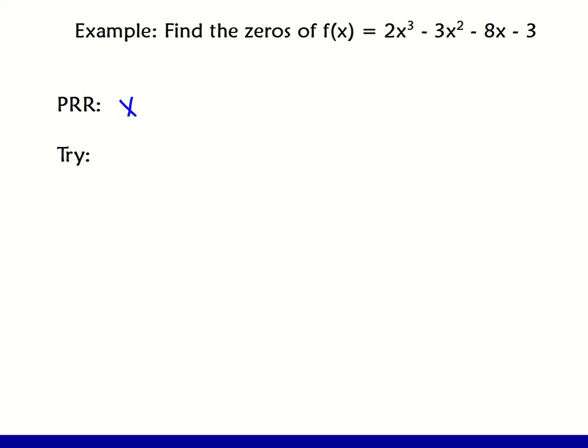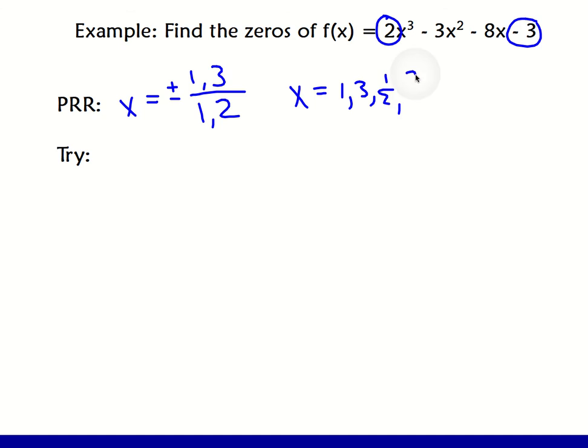That would be the factors of 3 over the factors of 2. And although this term is actually -3, because we have plus or minus of these numbers, it doesn't actually matter whether you take that as 3 or -3. I would have plus or minus 1 and 3, and then 1 and 2 on the bottom, the factors of 2. If I write out these combinations, then that would be x equals 1, 3, 1/2, 3/2, -1, -3, -1/2, -3/2. 8 choices, which is not terrible. So let's just start trying.